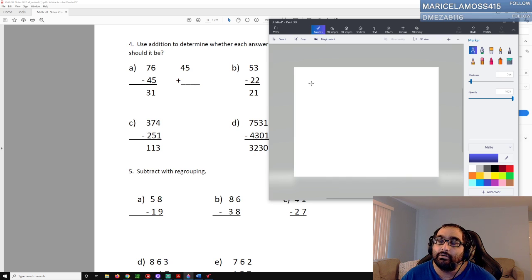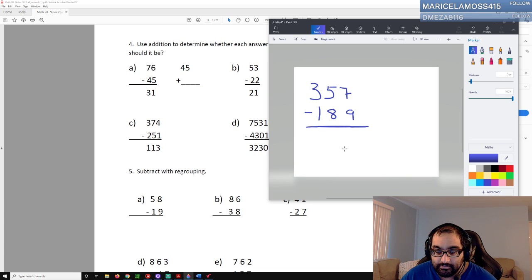All right, so let's make up some numbers here. We'll go with 300 and 57 minus 189. Okay. So let's say this is our problem right here, and we want to subtract these two quantities by hand.